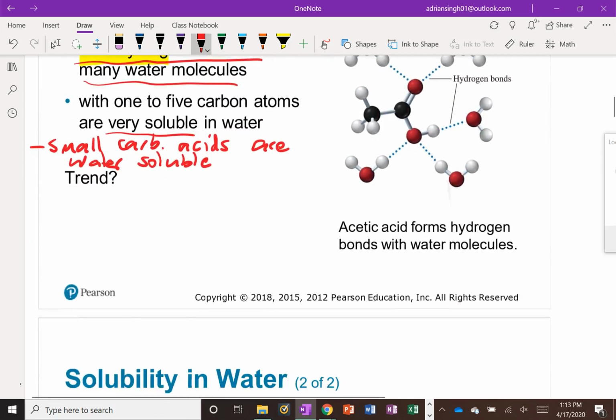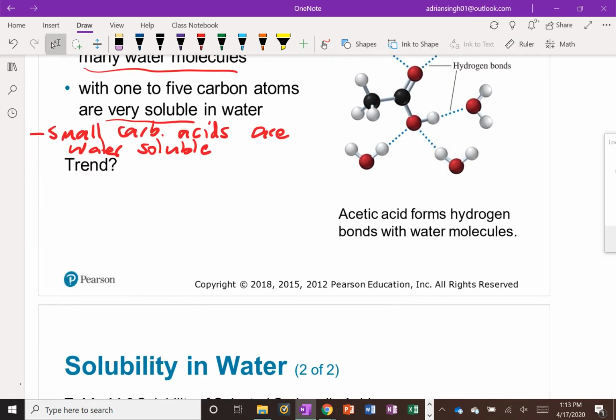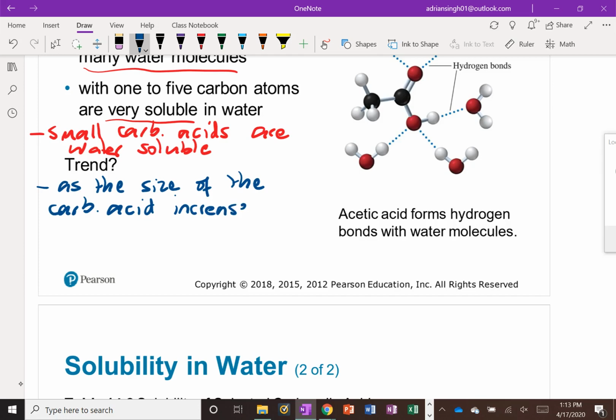And as the carboxylic acids get bigger and bigger, we're going to see their solubility in water decrease, right? So the trend there is, as the size of the carboxylic acid increases, the solubility in water decreases. And we saw that trend back in the alcohols and the aldehydes chapter as well. It's the same exact trend that we're going to see here.